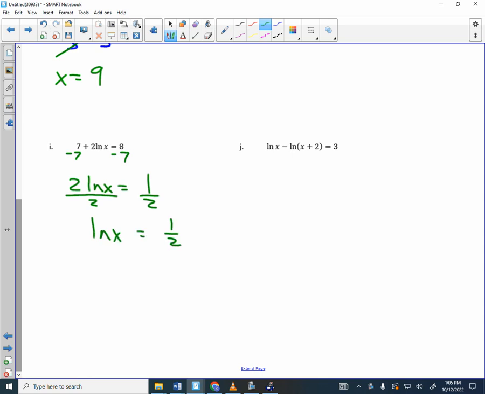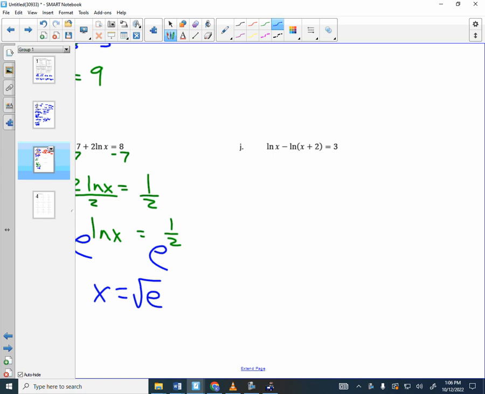How do I get rid of natural log? What's the base of natural log? I create a base of e, and I get x is equal to, what does it mean to take e to the 1/2 power? So you could write it as the root of e, or you could find the decimal. She likes root of e. Prettier. You've used the word pretty for something mathematical. I like it. Makes me happy.